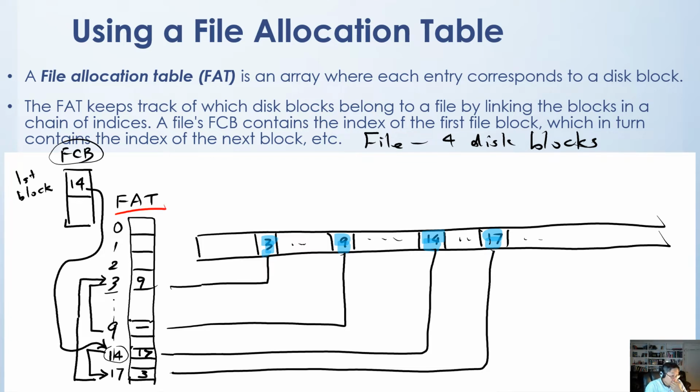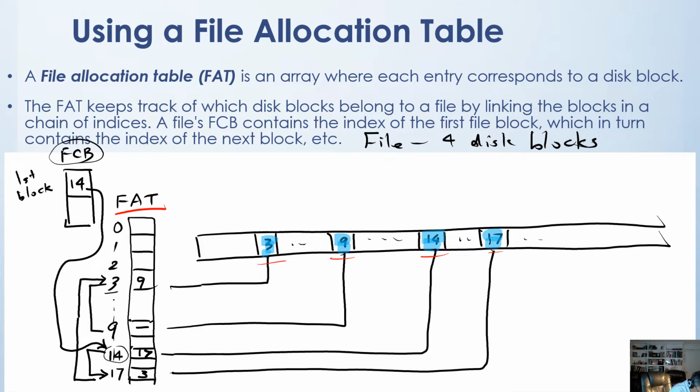Now, using FAT is very good because both sequential and direct access is accomplished efficiently by following the link in the FAT. Instead of working between the disk blocks, you're going to work just between the indices in the FAT table. Also, the file can easily be expanded by allocating a new block.